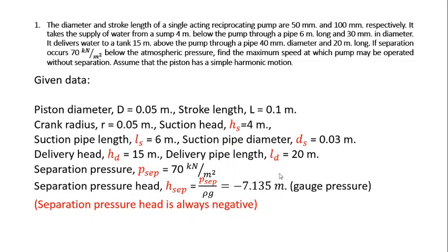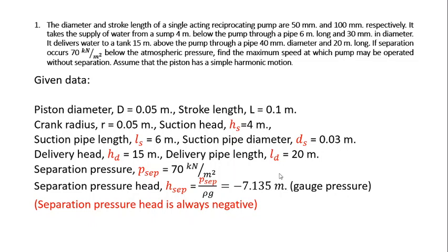See, the given data are: piston diameter D, capital D, 0.05 meters, stroke length capital L, which is 100 millimeter, 0.1 meter, crank radius, it is half of the stroke length, then 0.05 meters, suction head given 4 meters, and suction pipe length is also given, it's 6 meter, suction pipe diameter 0.03 meters, delivery head 15 meter, delivery pipe length 20 meter, and delivery pipe diameter is also given. It is 40 millimeter or 0.04 meters.